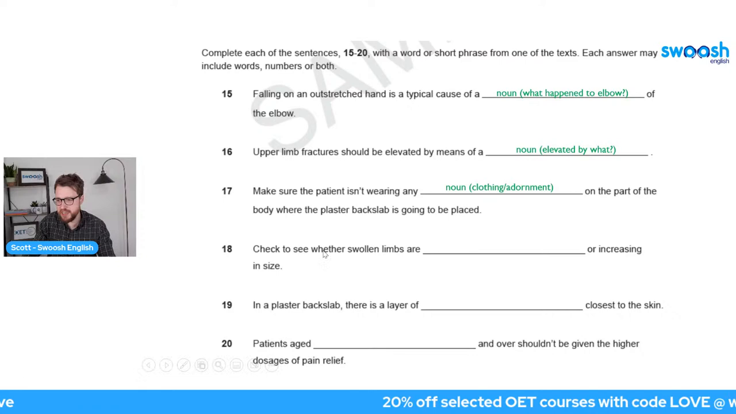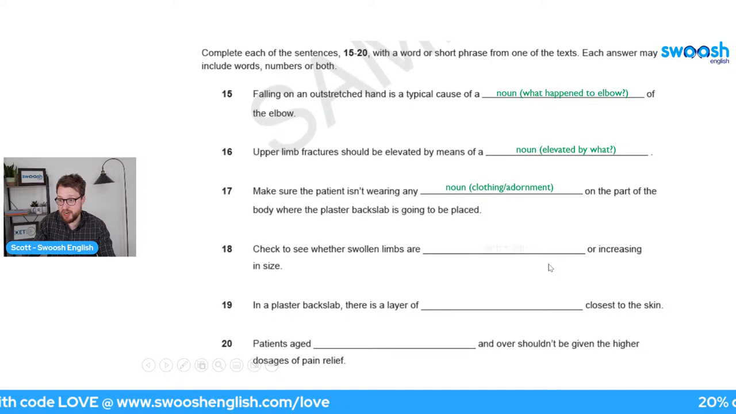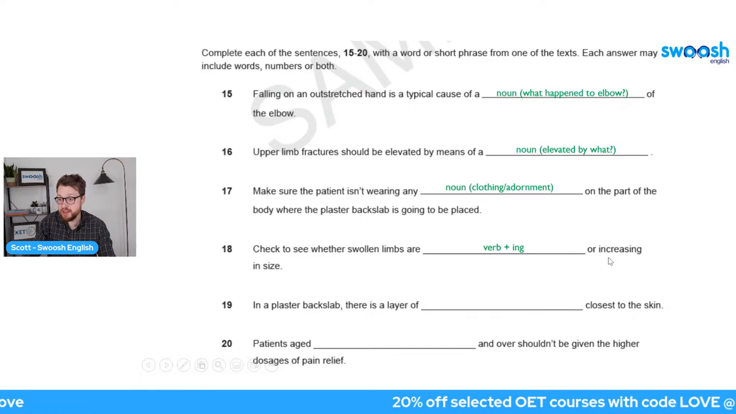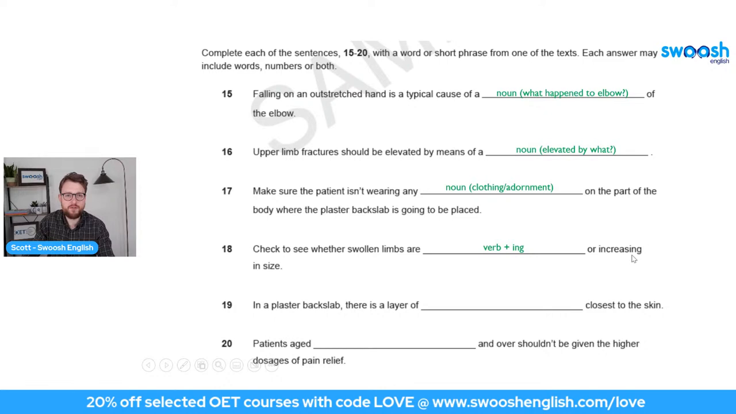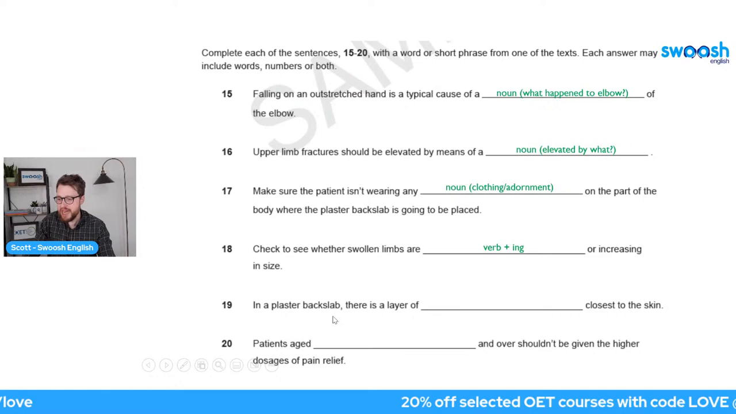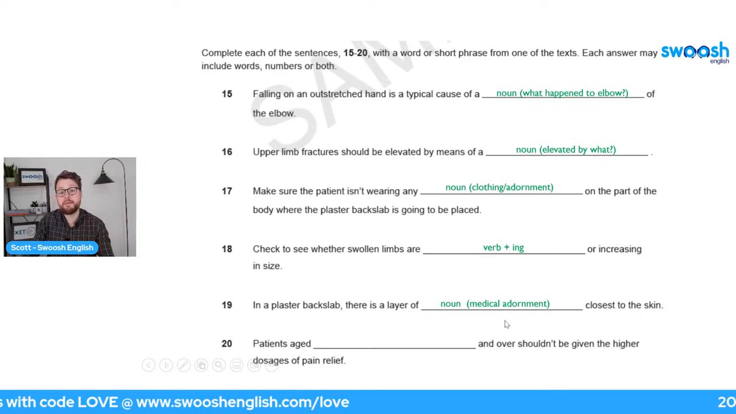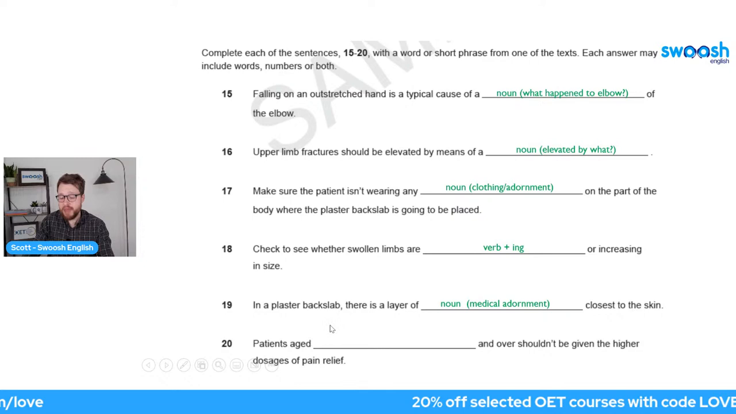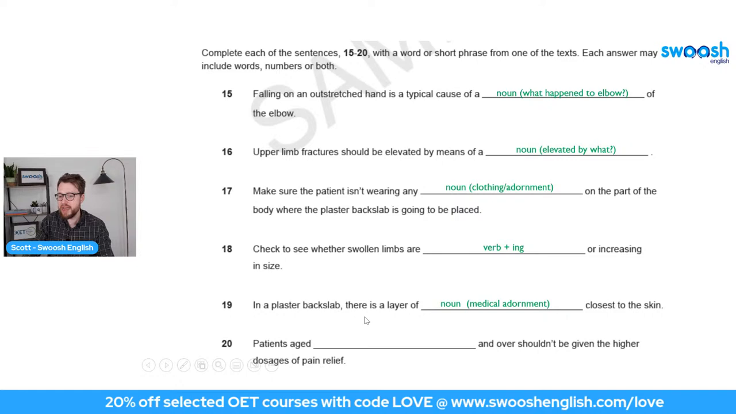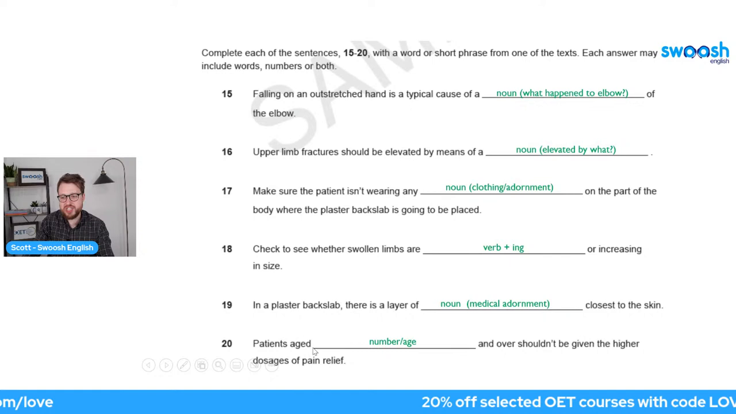Number 18, check to see whether swollen limbs are what or increasing in size. So we have an auxiliary here and we have the gerund here. So we're looking for another kind of gerund here. Yes, we are. We're looking for verb plus ing to match the verb plus ing here. This is why use of English is really important for this section, and getting quick at it is super essential for both your time management and also for the accuracy of your answers. Number 19, in a plaster back slab, there is a layer of what closest to the skin? A layer of something closest to the skin. Once again, a noun, and we're looking for a medical adornment here. Finally, number 20, patients aged what and over shouldn't be given the higher dosages of pain relief. What kind of word do we think might go here? Well, we're looking for a noun, but likely a number or an age, because age is the key word here.